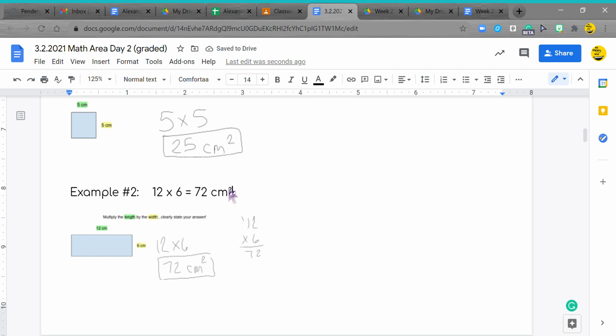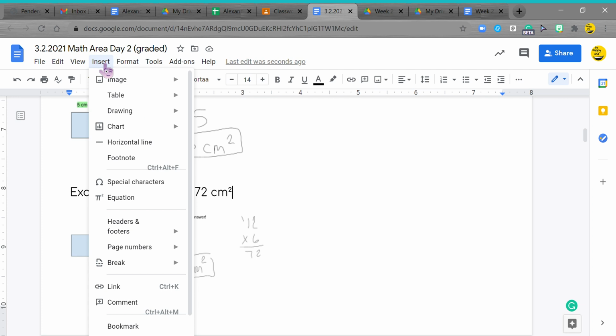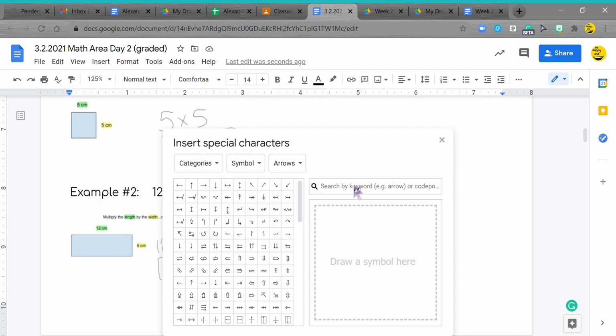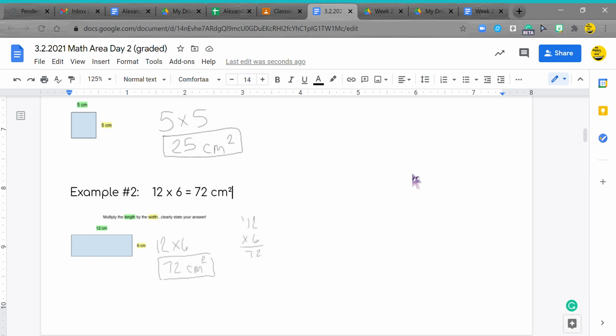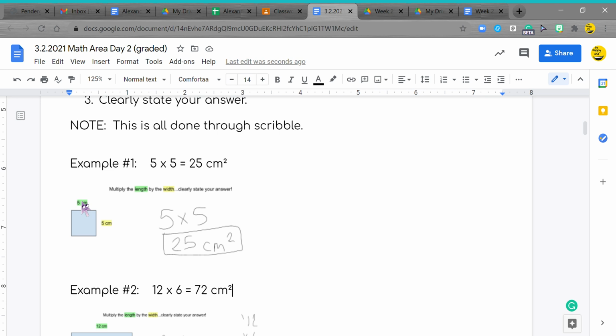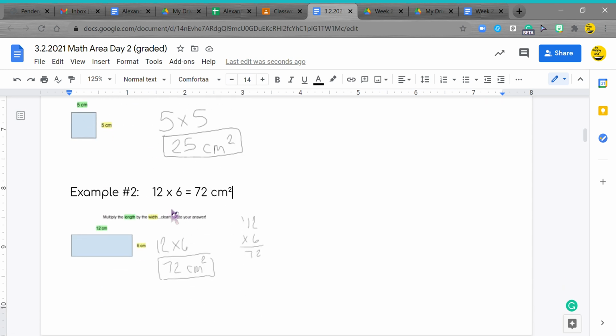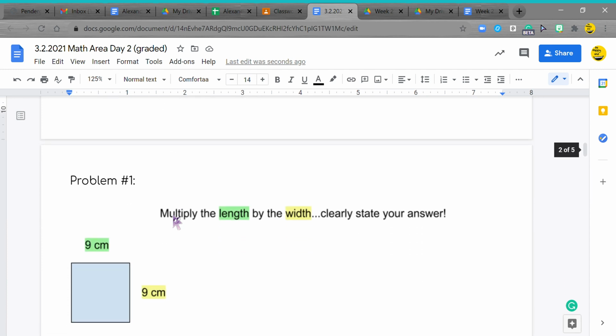Now remember, if you need to find it, you go to Insert, you go to Special Characters, you write the word super, because it's superscript, and your 2 will be right there. You click it and ta-da! Now that we've looked at these, we've taken 5 times 5, and this is how we got our example, and then 12 times 6. I'm going to drop down to problem number 1.